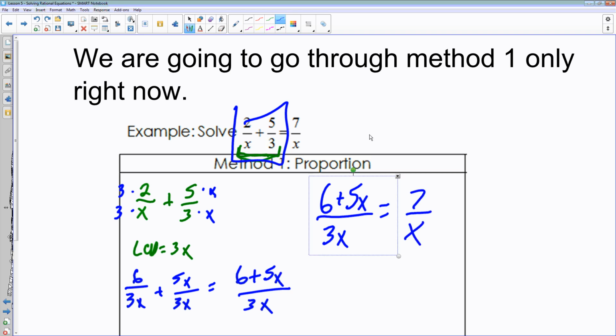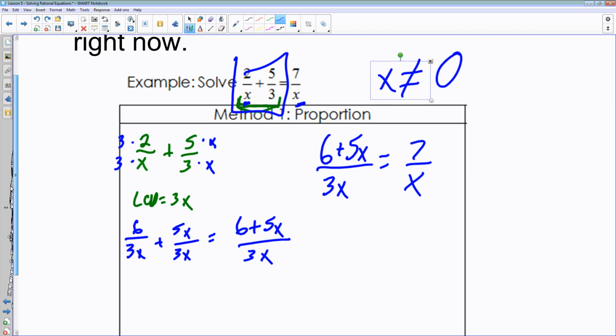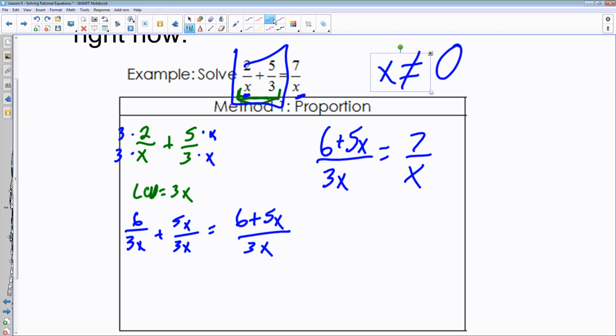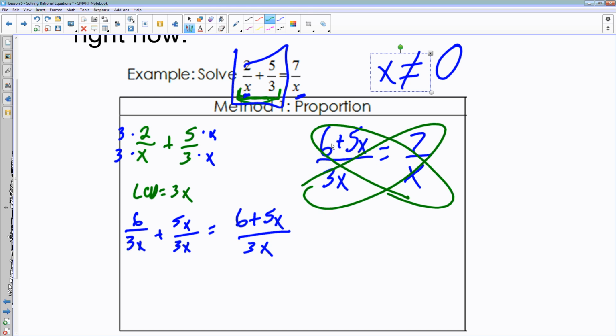Before I forget, my restrictions, what can x not equal? Well, what's going to make my denominator 0? When x equals 0. So that's what x cannot equal. All right, so let's multiply through here, cross multiply. So I've got x times 6 plus 5x.